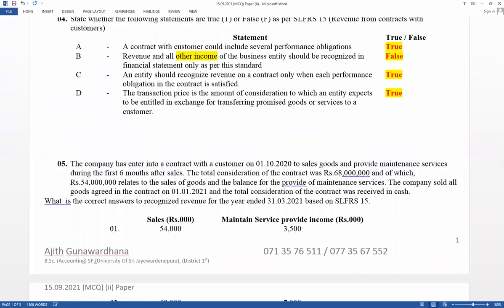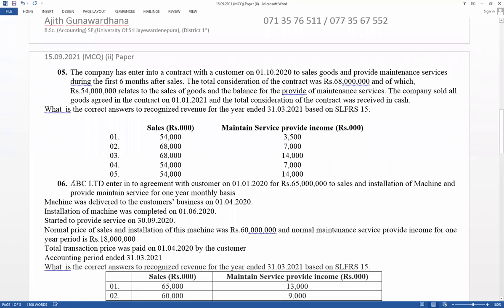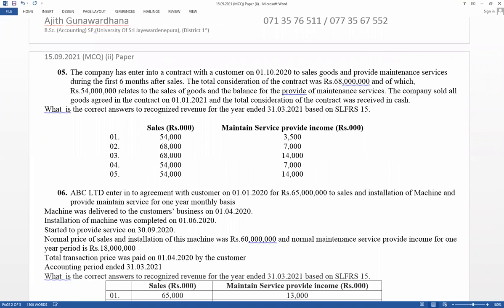Think about standalone selling price also. I have discussed it with an example like this. If you still don't understand, try to grasp it. Question number 5, think about it. The company has entered into a contract with customers on 1st October 2020. The date is very important. To sell goods and provide a maintenance service. First one, to sell goods, and try to recognize the performance obligation, and provide a maintenance service. There are 2 performance obligations available.